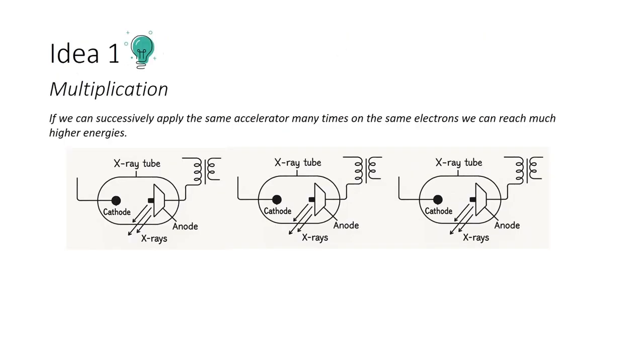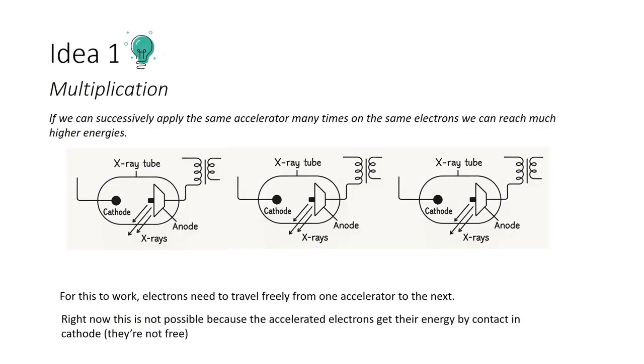Well, one idea, which we'll label multiplication, is that if you have an accelerator that gives you some amount of energy gain, let's say it's 0.1 MeV or 0.7 MeV or whatever, you can make multiple copies of this accelerator, string them together, and as long as you can apply this string of accelerators to the same electron beam, you can multiply your energy gains and reach higher energies.